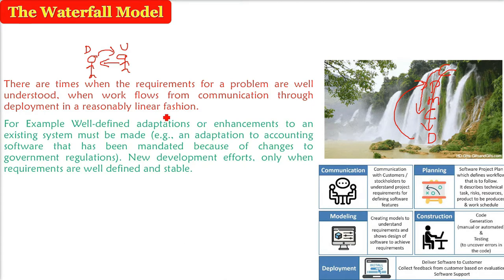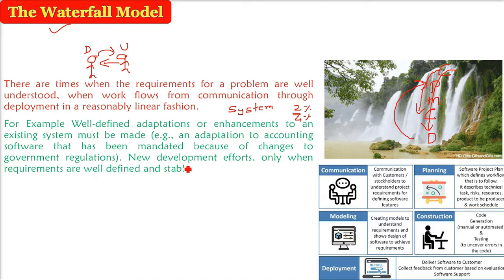Let us take an example. Say you already have a software and you are aware of the change, adaptation or enhancement you have to do, everything you know, and the software is also ready. For example, the government says the tax was 2%, now we are increasing it to 4%. So you are well aware of the situation. With a well-defined adaptation and enhancement for the existing system, you will use the waterfall model.